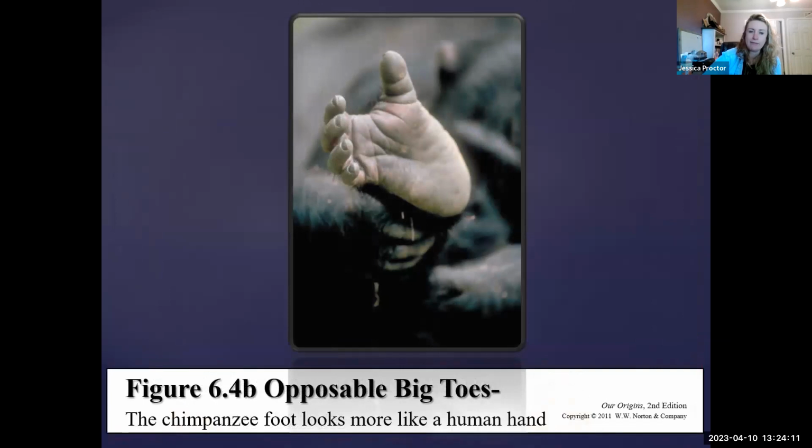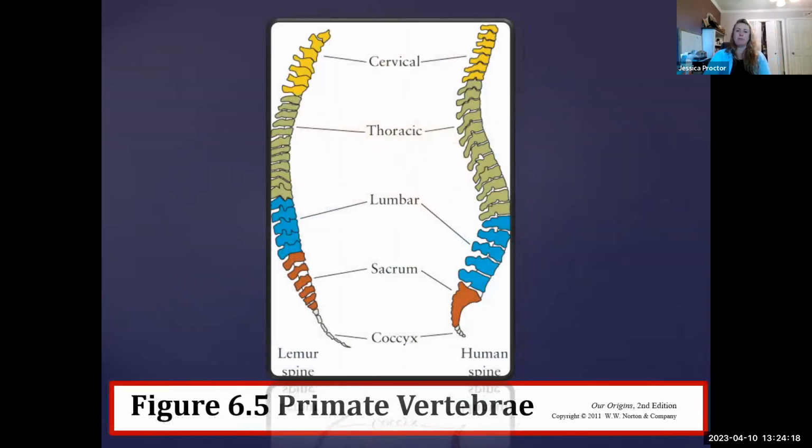There it is in real life. Well, with the skin on there, I should say. And then these are the 5 vertebral types that I was talking about. So in primates, we have 5 different types of vertebrae. And as humans, we have an S curvature to our spinal column to allow for bipedalism.